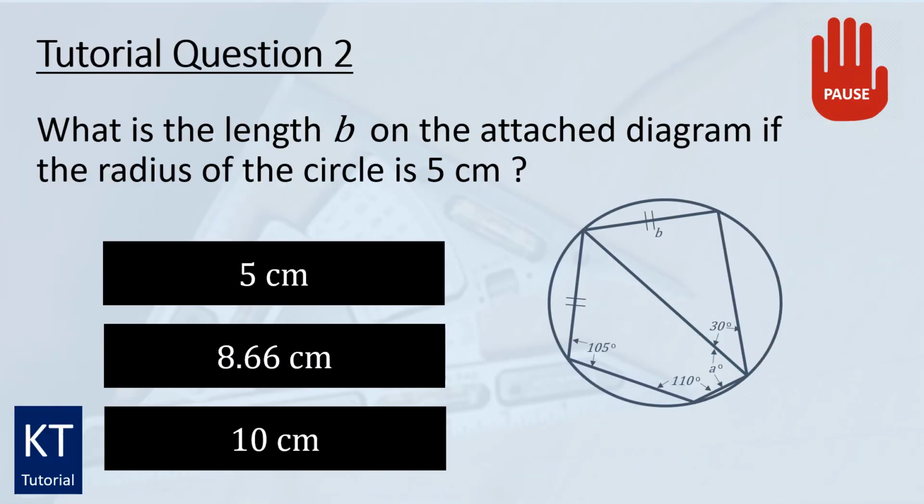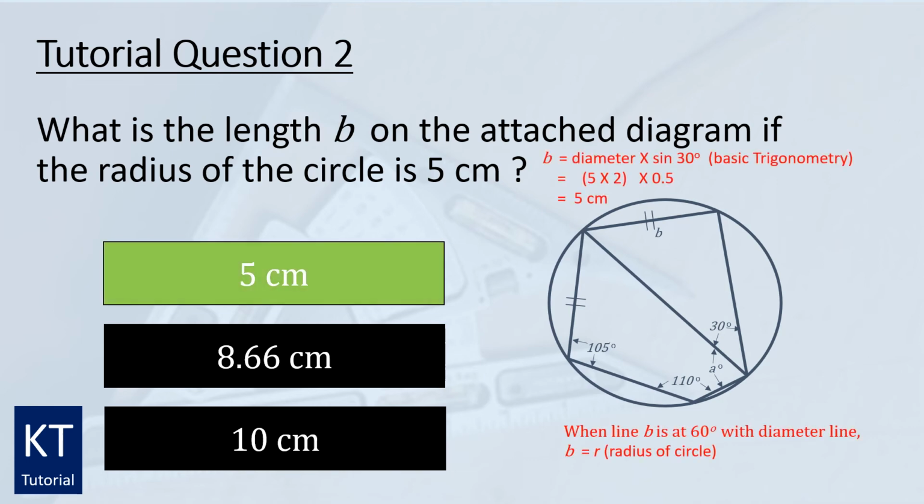Tutorial question 2. What is the length B on the attached diagram if the radius of the circle is 5 cm? The answer is 5 cm, and one way to get to the answer is to apply basic trigonometry, where B is the product of the diameter and sine 30 degrees.